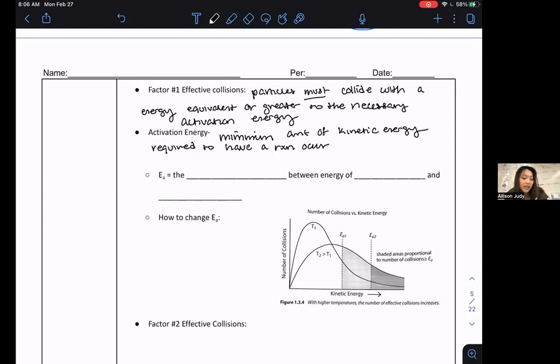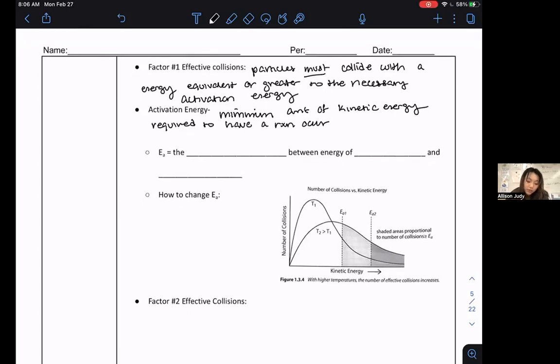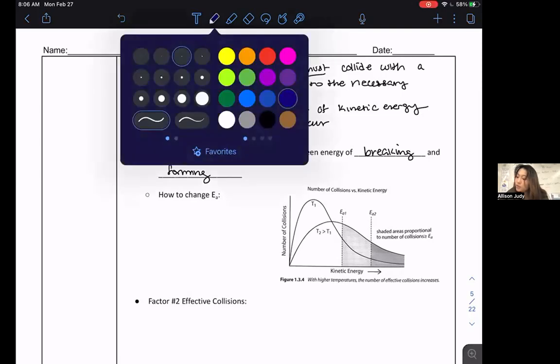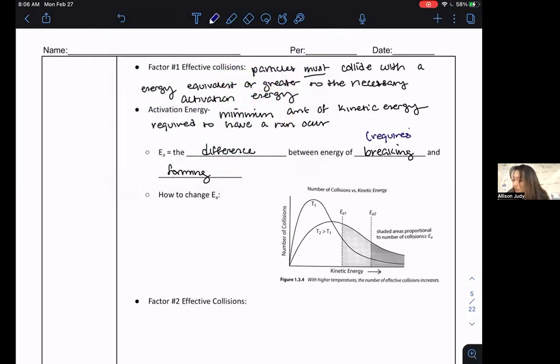Activation energy is symbolized as E subscript A. And when looking at it from a quantitative perspective, which we will eventually graph later in class, it is the difference between the energy of breaking and forming the bonds. And just so you know, breaking bonds always requires energy and forming always releases energy. So it's the difference between these two energy values.